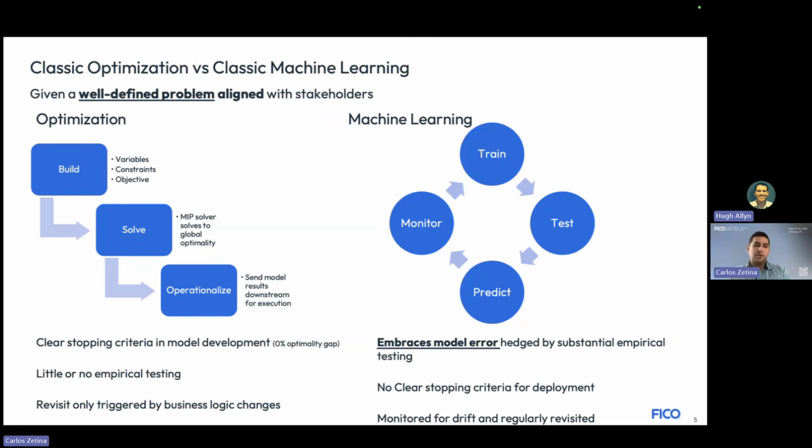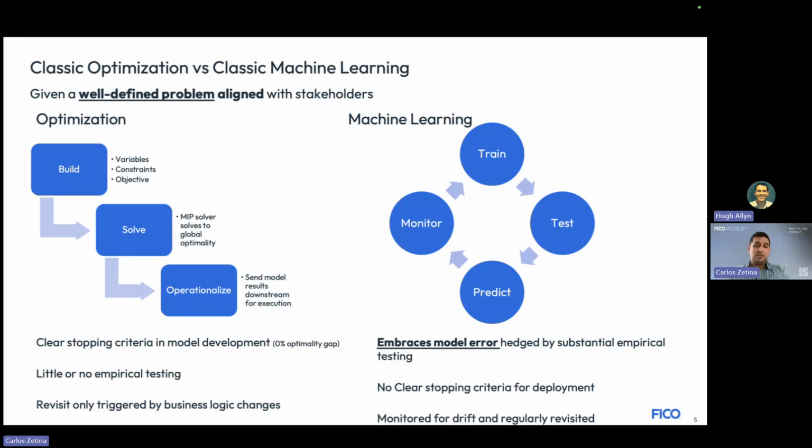So the usual flow in classic optimization is that once you have all the information about the problem, you have the input data. The idea is you build a model. That model consists of variables, constraints, and an objective function. And then you pass that model to a solver. It can be a heuristic solver. It can be an exact solver like FICO Xpress, and you solve it to global optimality.